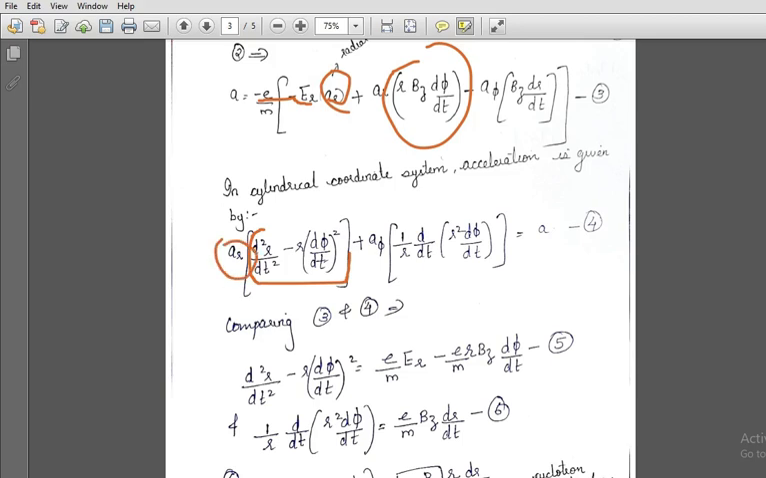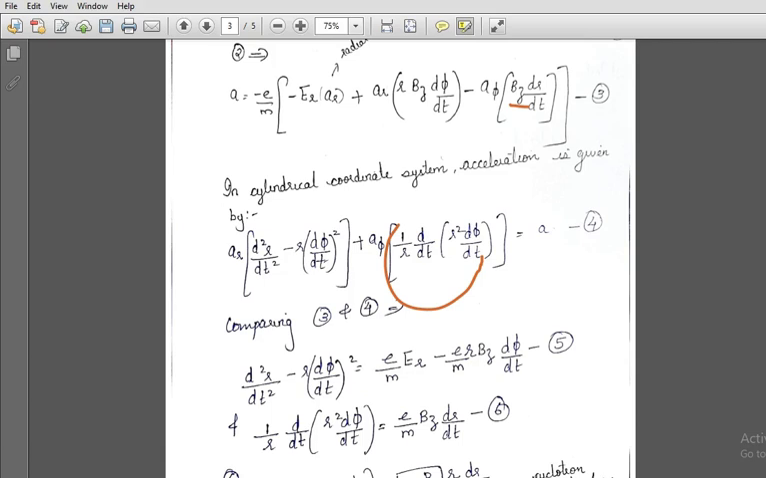Next we have to equate the A phi coefficients. So equating the A phi coefficients, what will we get? The A phi coefficient in the cylindrical coordinate system is 1 by R d by dt of R square d phi by dt, which is equal to minus into minus E by M, that is, plus E by M into BZ dr by dt. That is equation numbers 5 and 6.